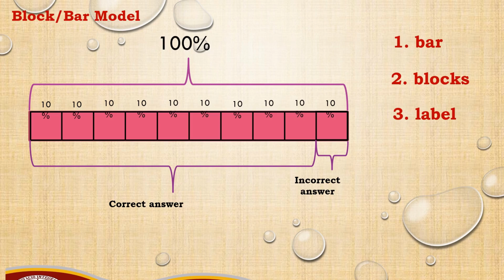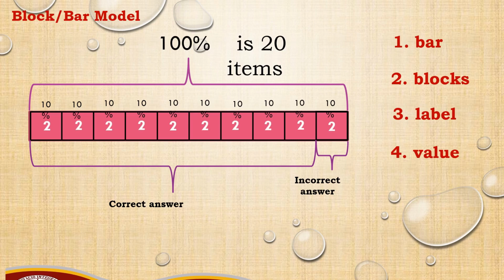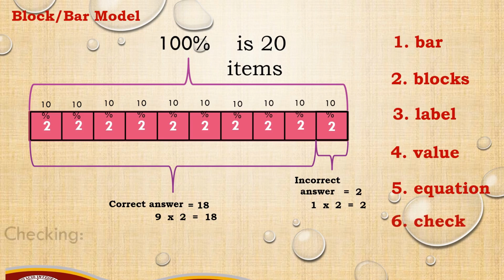Kung ang 10 blocks ay katumbas ng 100% at ito rin ay katumbas ng 20-item test, what is the value or score of each block? Tama! 2 items for each block. 9 times 2 is 18. Correct answer. 1 times 2 is equal to 2. The answer is 2. Incorrect answer. To check, 18 correct answer plus 2 incorrect answer is equal to 20 item test.